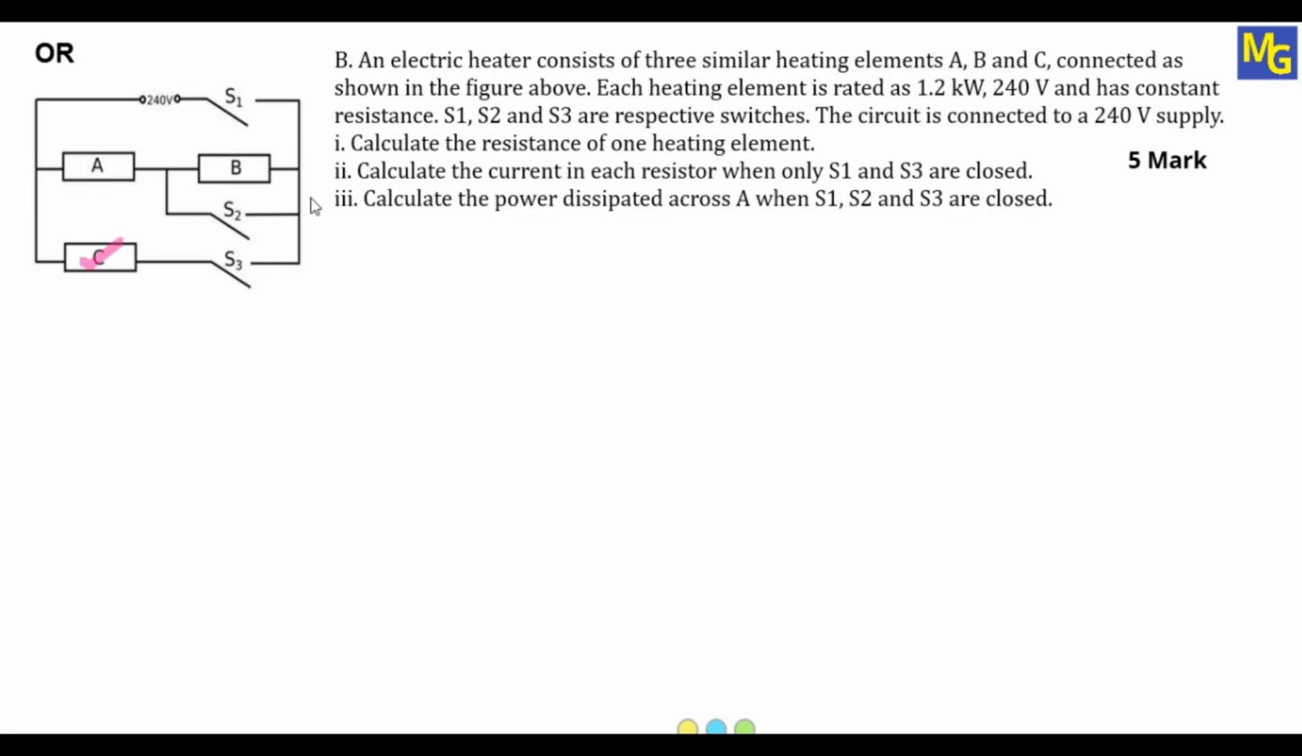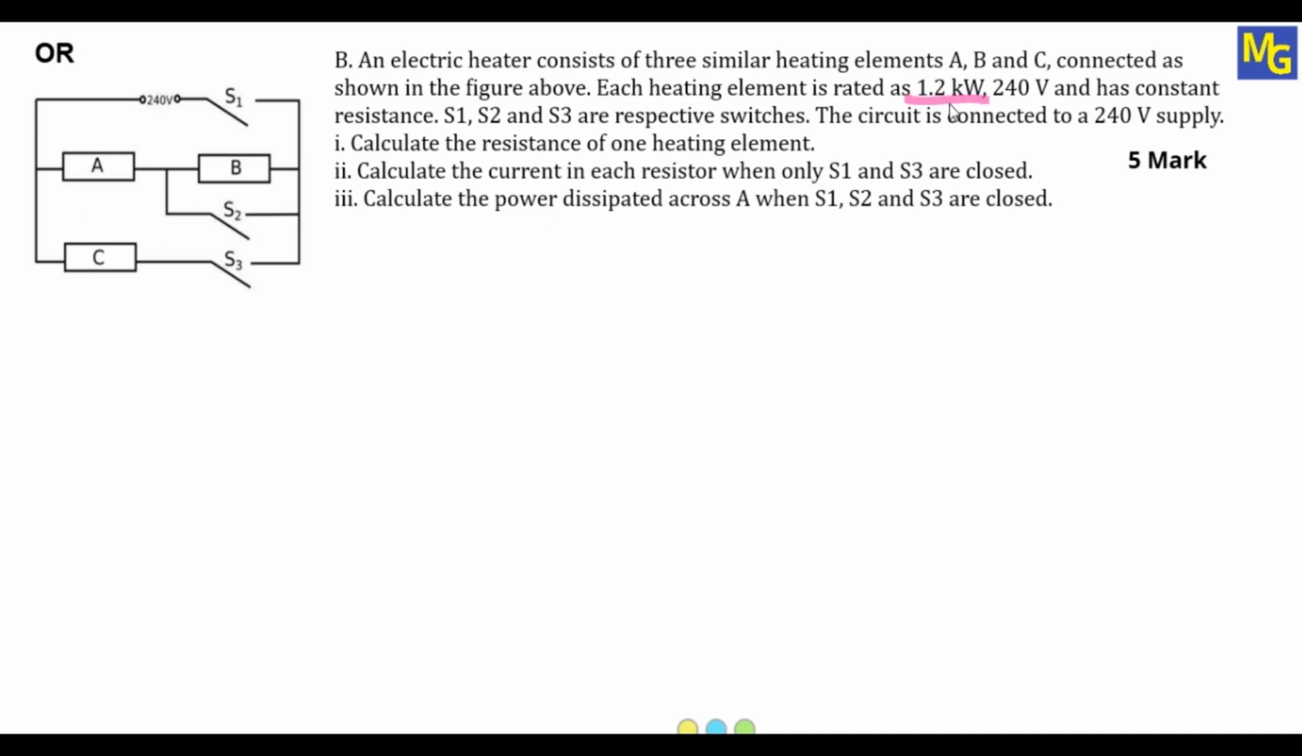You can see A and B are in series, and for these both, C is in parallel. I hope you're understanding. A and B both are in series, but for these both, C is in parallel. So this is the connection. Each heating element is rated as 1.2 kilowatt. So power is given, and for all the heating elements, power is equal, that is 1.2 kilowatt.